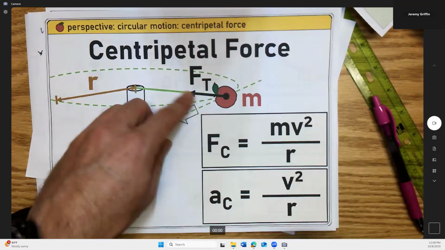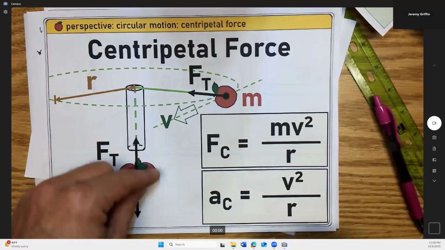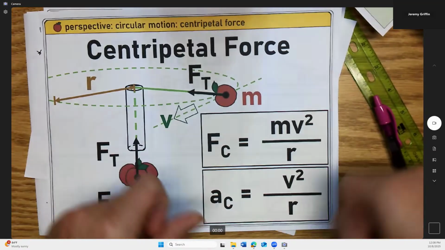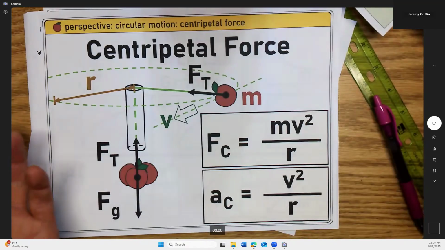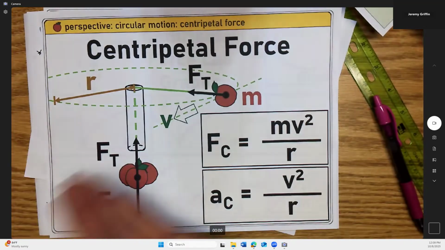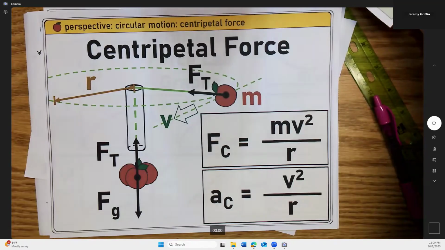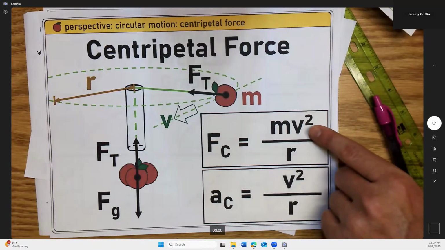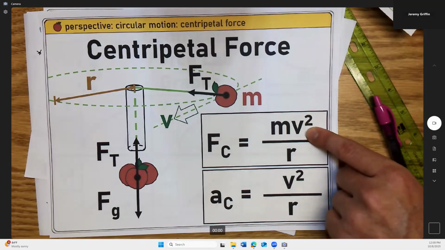Isn't the string tension pulling to the center of the circle? Or in terms of if you're going around on the off ramp, you feel like you're thrown to the side. It's always towards the center of the circle, like the walls of the car are pushing in. Now, this is for a linear tangential velocity.